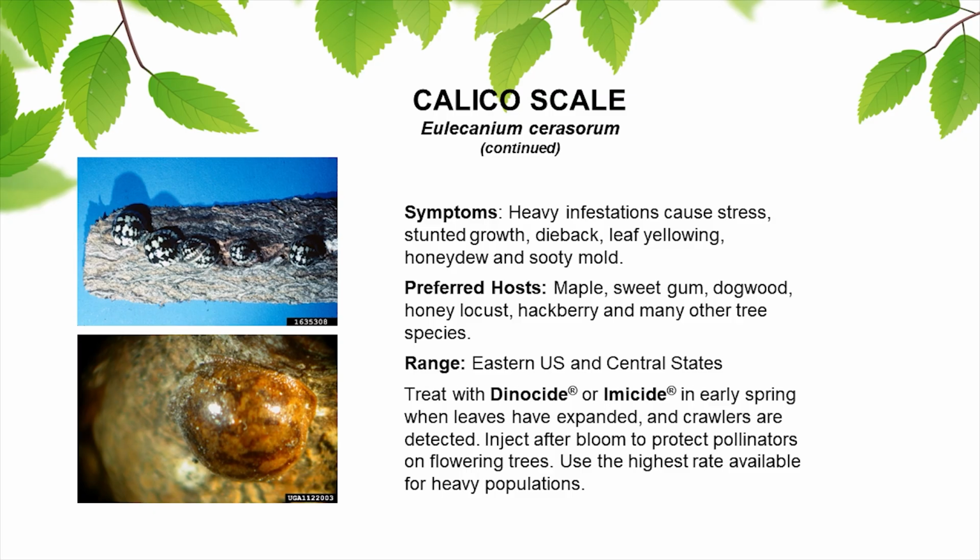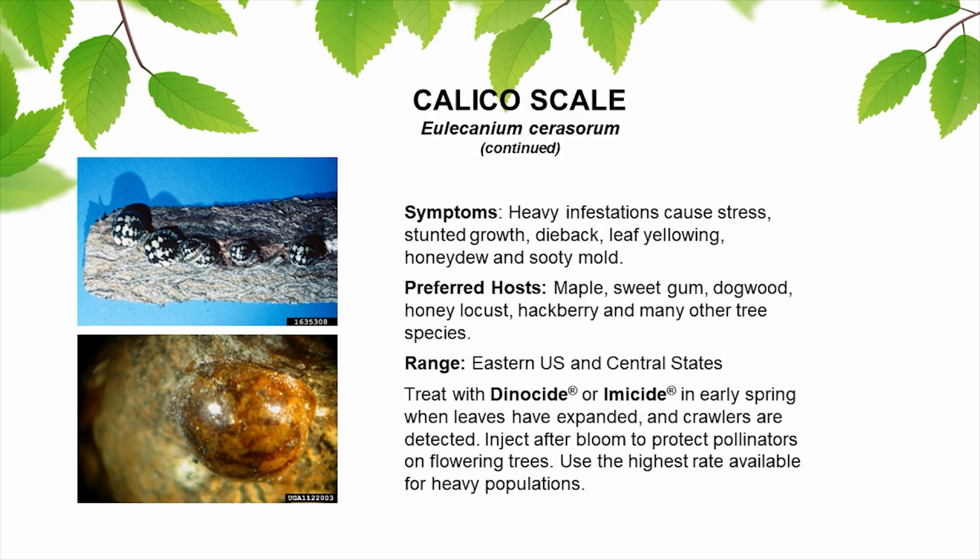Heavy infestations of Calico Scale cause stress, stunted growth, branch dieback, leaf yellowing, honeydew, and sooty mold. Preferred hosts of Calico Scale include maple, sweet gum, dogwood, honey locust, hackberry, and many other tree species. Calico Scale can be found in the eastern and central United States.